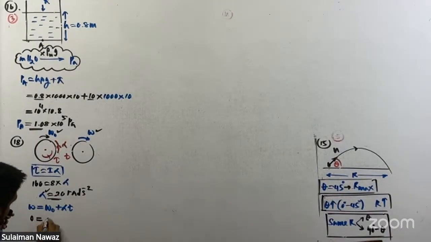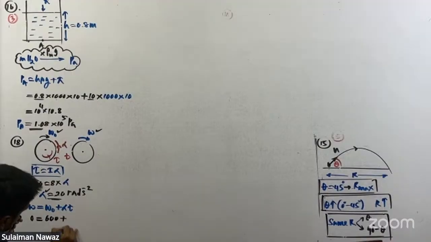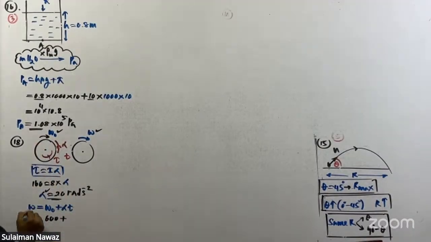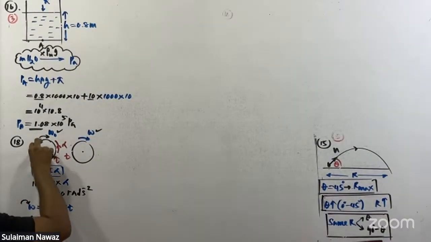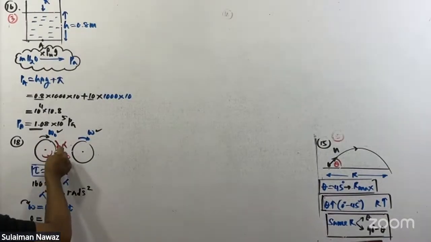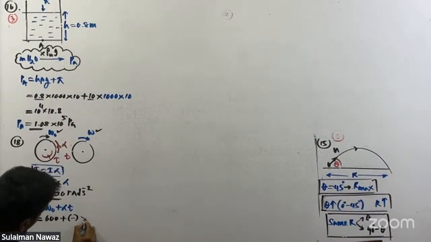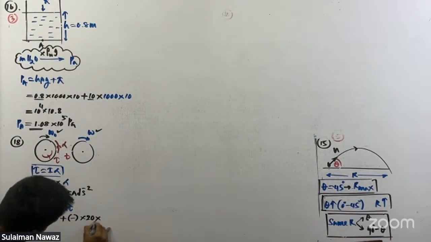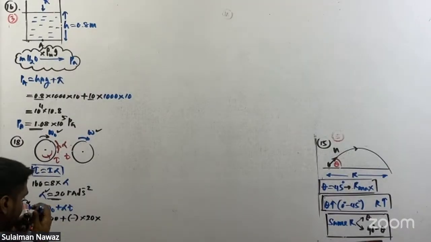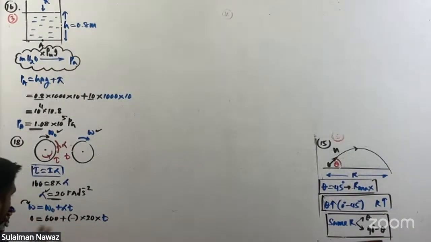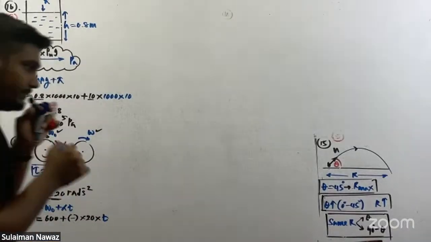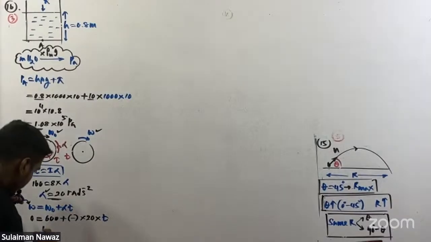Initial angular velocity is 600 something. I'm applying the angular motion equation in the clockwise direction. The direction of rotation is clockwise, but the acceleration is anti-clockwise. Therefore, minus alpha value is 20. I want to find the time t. As per my understanding, t is 30 seconds.